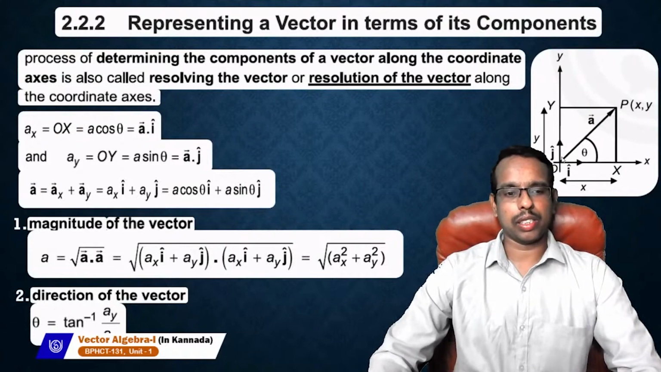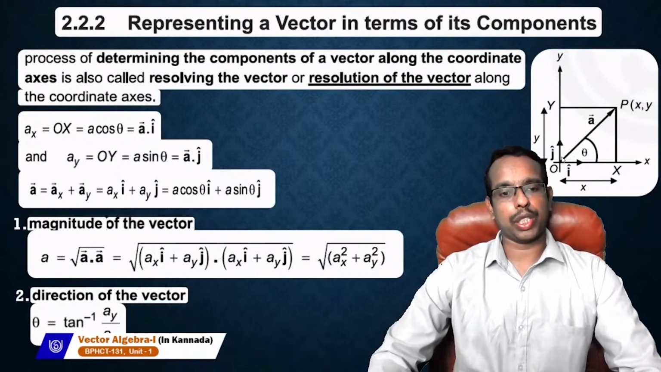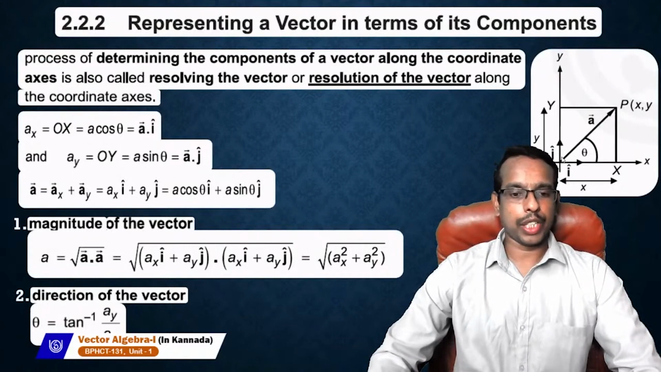Just simplify, a dot a, that is a square, is equal to vector a dot vector a, and we already know it is a cos theta i cap plus a sin theta j cap. Just simplify it. After simplifying, sin square theta plus cos square theta becomes 1, and i dot i becomes 1, and j dot j becomes 1, and i dot j becomes 0, and j dot i also becomes 0, and remaining you get a is equal to square root of ax square plus ay square.